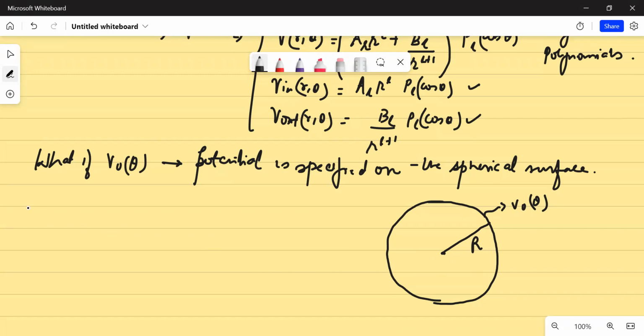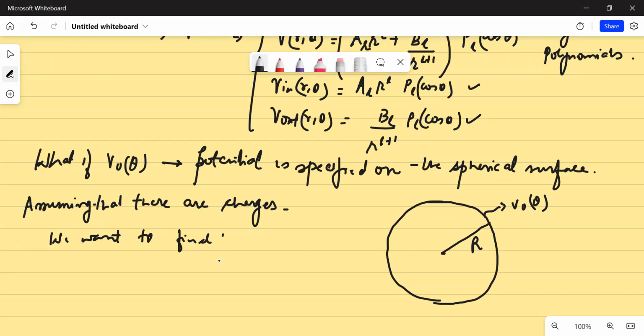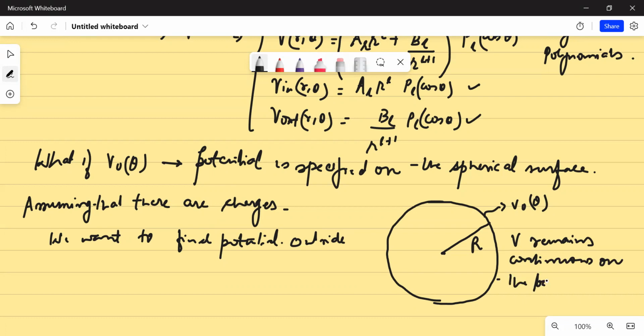Assuming that there are no charges, we are asked to find the potential outside. Now, one must remember that the potential in general remains continuous across the boundary. One must note that the potential remains continuous on the boundary.